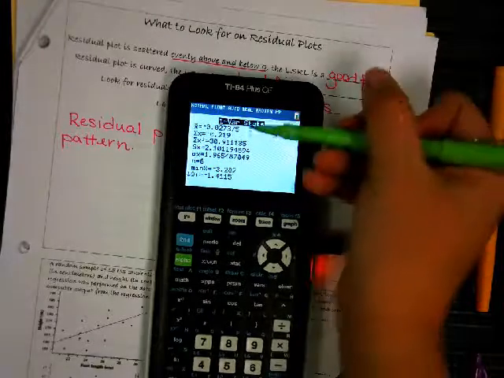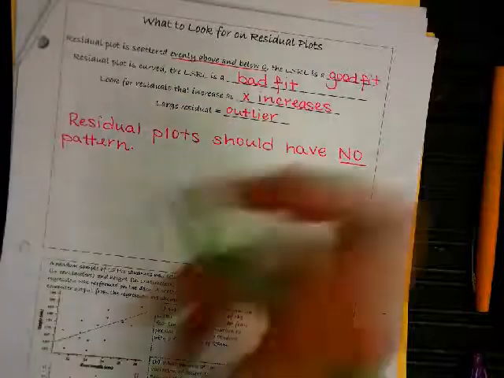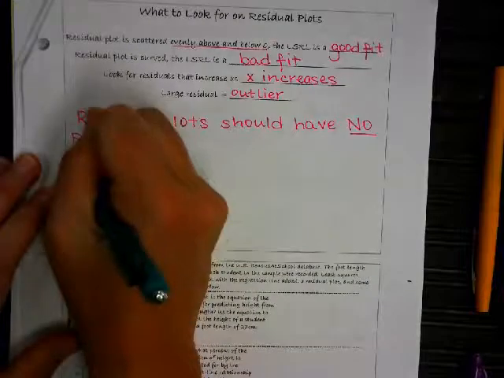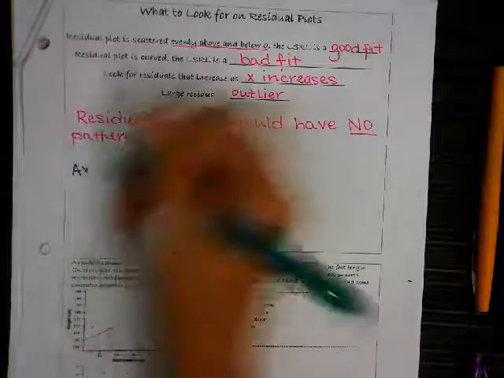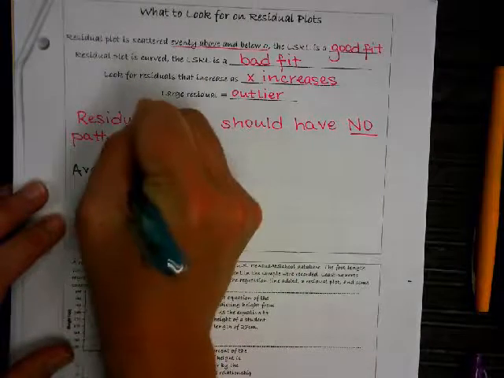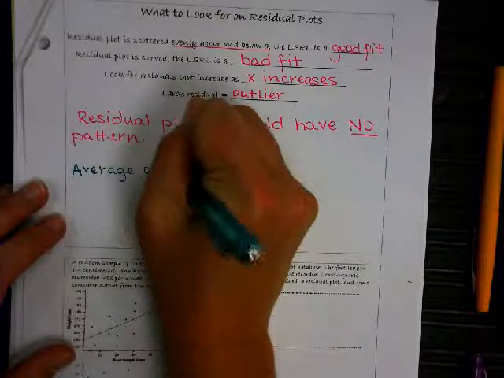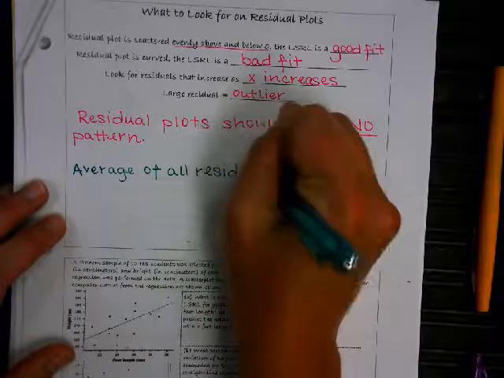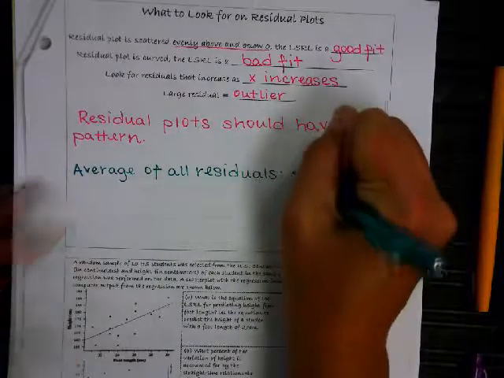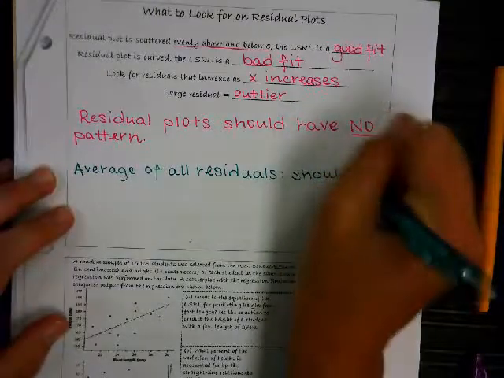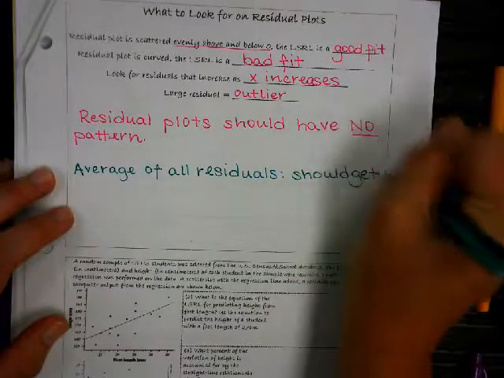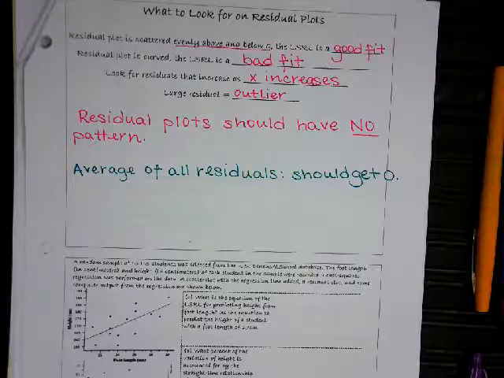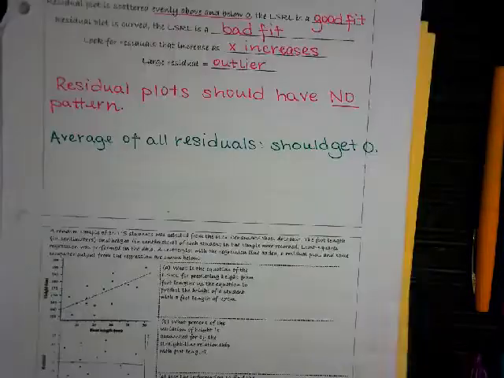So on your paper, I don't want to use this pen, it's too light. It says averages, average of all residuals. And if you do that and you don't have any rounding like I did, you're going to get zero. So we can't use the average to tell us how far off our least squared regression line is. So we use the standard deviation of the residuals, which is S.